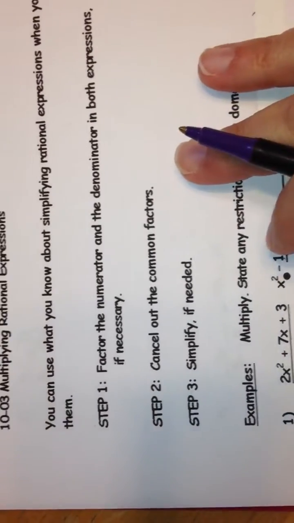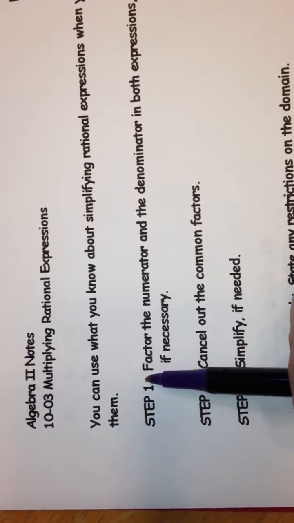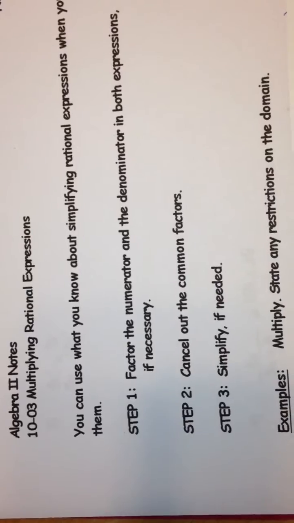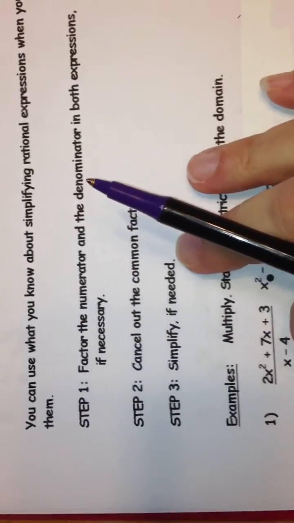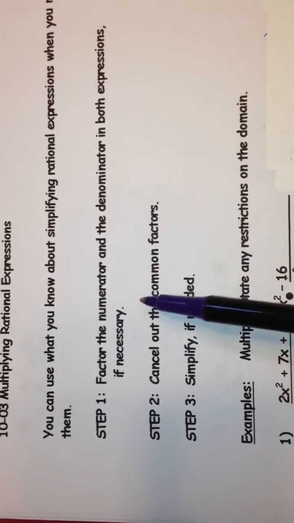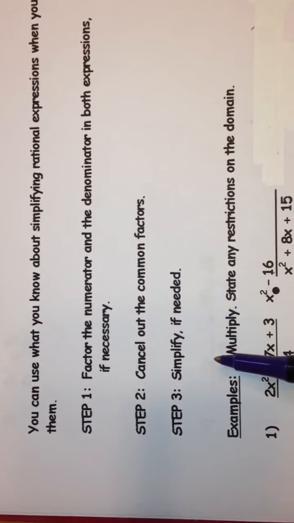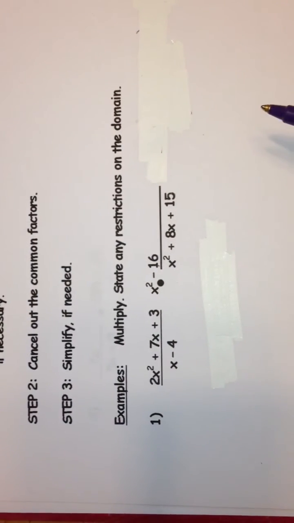Okay, we are in 10-3, which is multiplying rational expressions, and you can use what you know about simplifying rational expressions when you multiply them. Step 1, we're going to factor the numerator and the denominator in both expressions. Then we'll cancel out any common factors and simplify if needed.